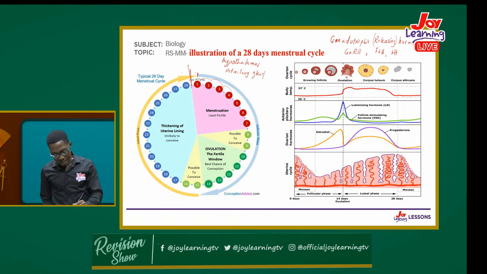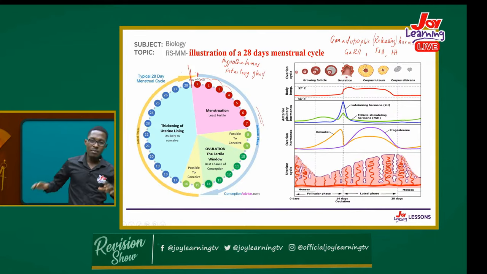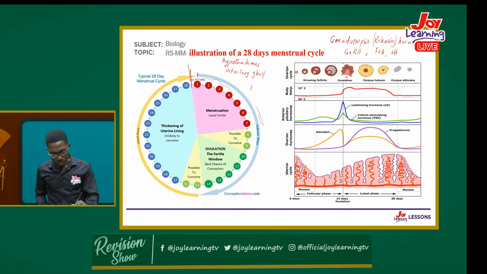Now after 7 days, we call it the follicular phase because the follicle is working. After this, menses is almost done. This follicle with the one egg will start growing and a wall will form around it called the theca. So on this chart, the one on your left, you find day one, nothing.